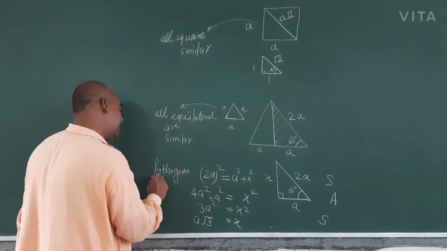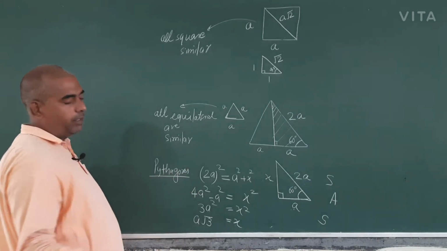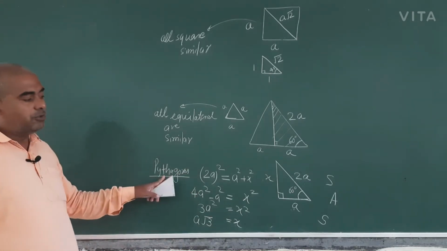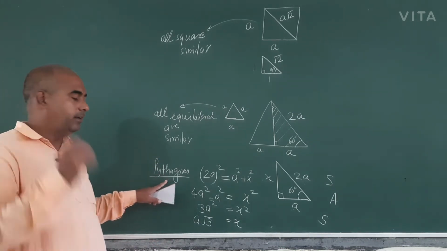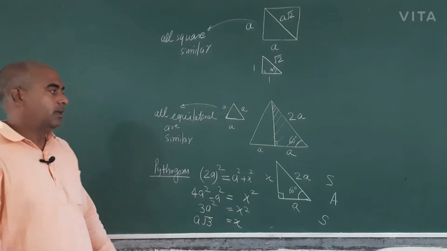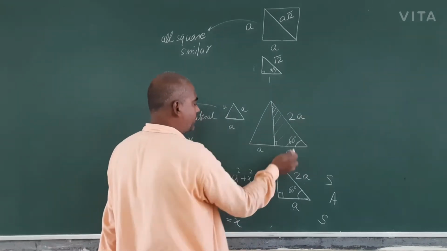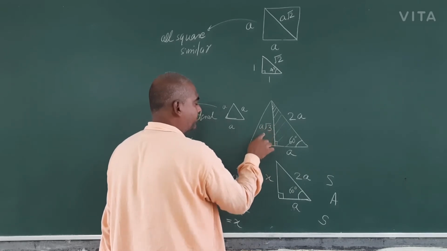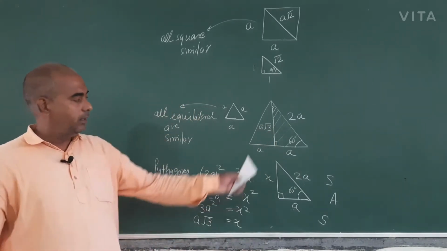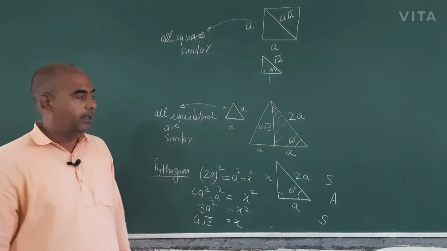Actually, all the time we don't need to use the Pythagoras theorem. We will use trigonometry. That was the old method, and trigonometry is the new method. So this is 2A, this is A, so this is A root 3. Only treat this triangle, the right angle triangle.